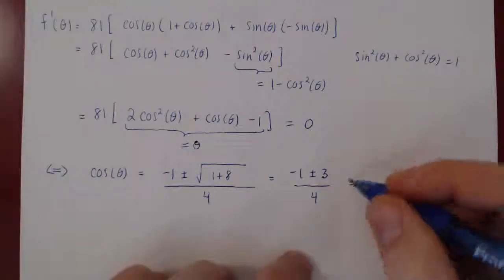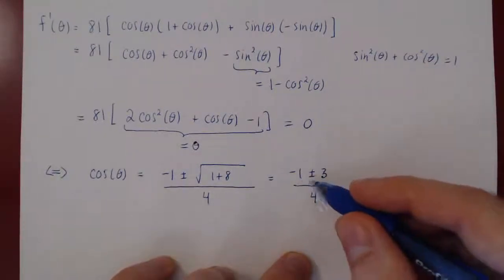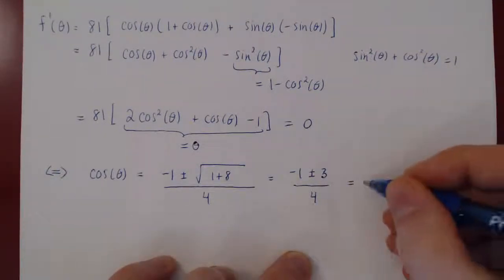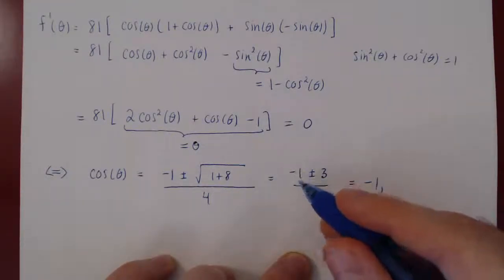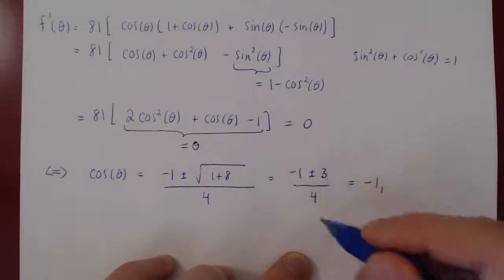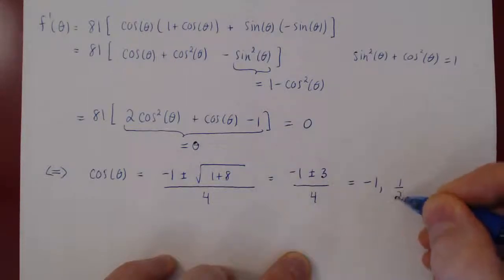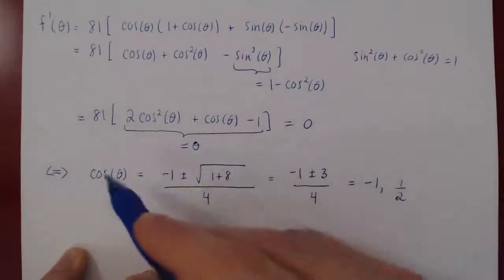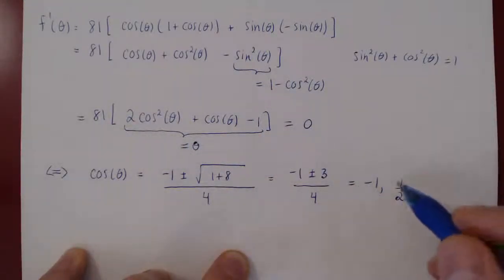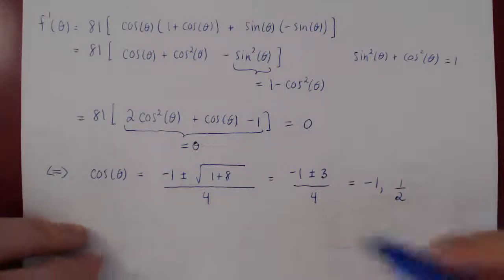And let's see, if you take the negative, you'll get negative 1, negative 3, negative 4 over 4 is negative 1. If you take the positive, you'll get negative 1 plus 3 is 2. 2 over 4 is 1/2. So the only way for this to be 0 is if cos of theta is negative 1 or 1/2. And let's see now.